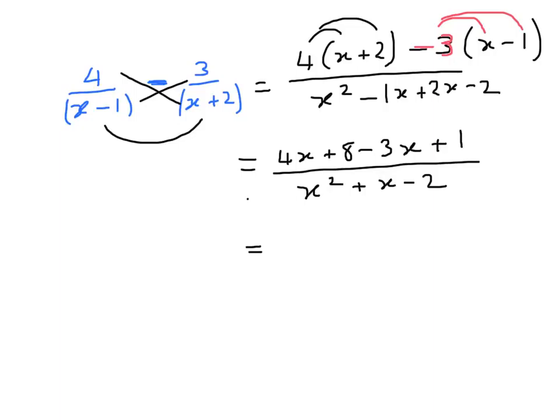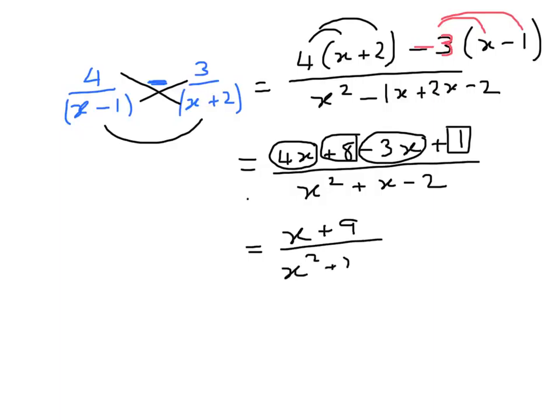And on the top, I've got 4x minus 3x leaves me with 1x. Okay, 4x take away 3x is 1x or x. And I have 8 plus 1 is 9 over x squared plus x minus 2. That's as far as I can simplify it.